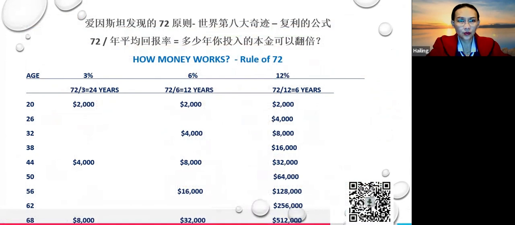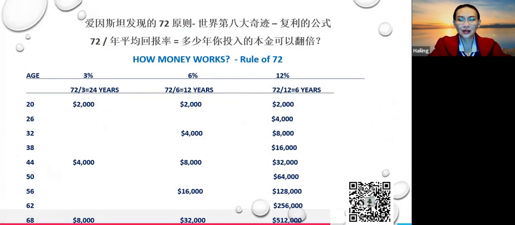And the rule of 72 is discovered by Albert Einstein. And he said, well, how money really works? He said the compound interest is the world's eighth wonder. So the formula is super simple. It reads as 72 divided by the average rate of return equals how many years the money can double.